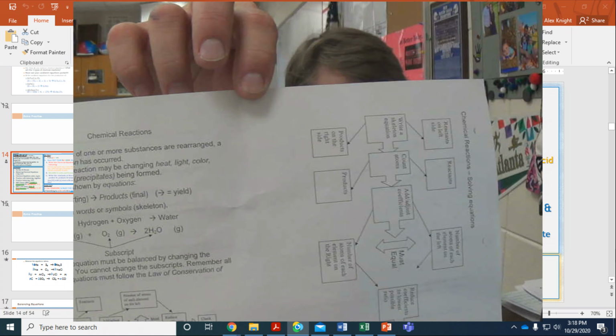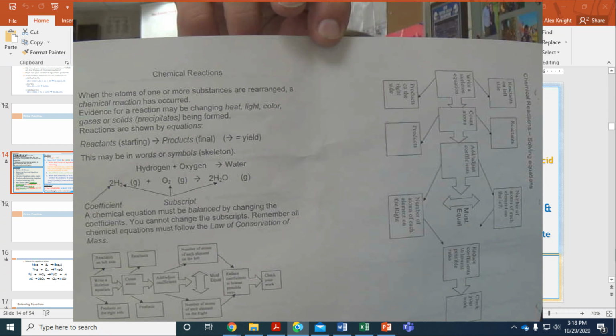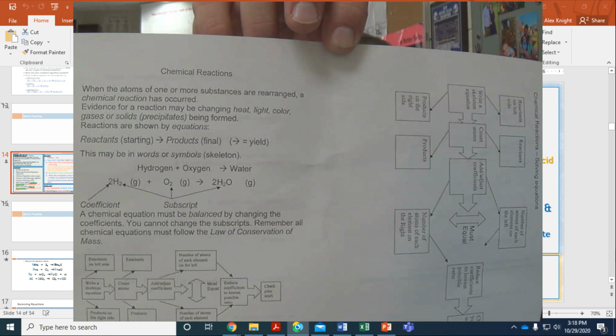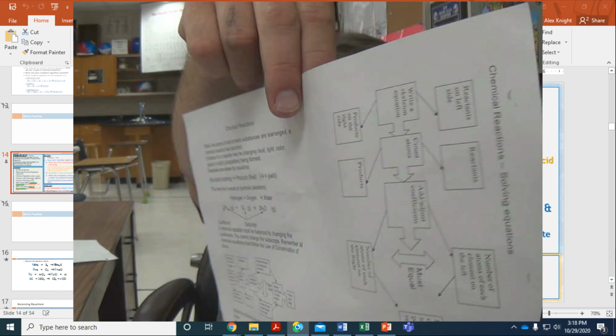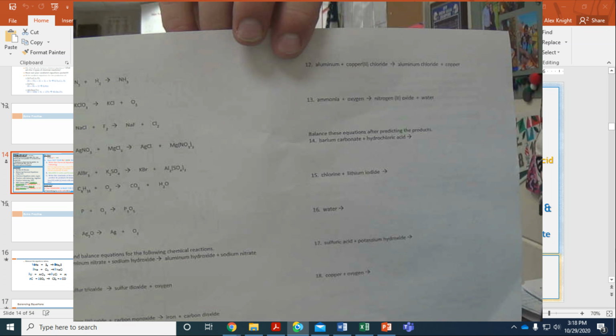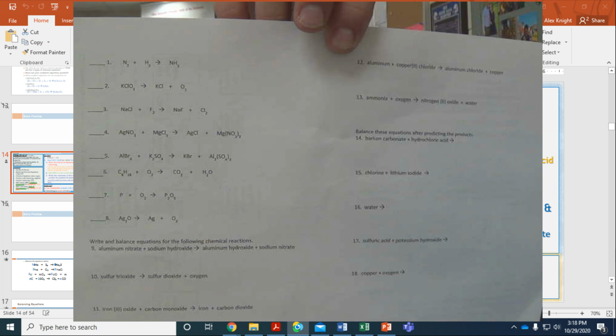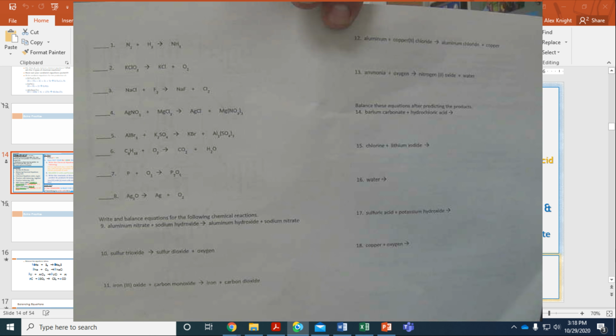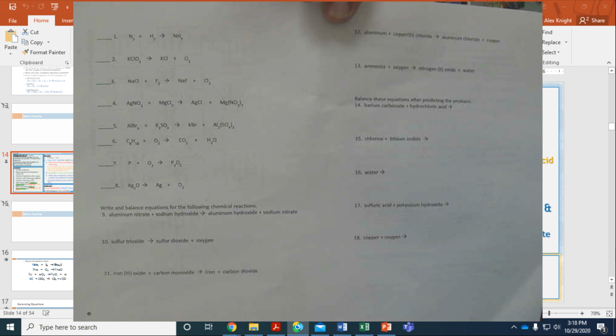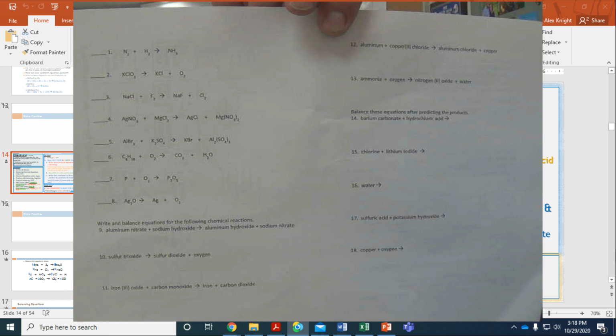This is what I'm calling a strategy page. So the strategy for balancing chemical reactions gives you a little flow chart of things, and on the back side are a ton more problems with really higher level things. More tips will come along the way, and of course I have some tips that I display in class, and I'll mention those for you as well.